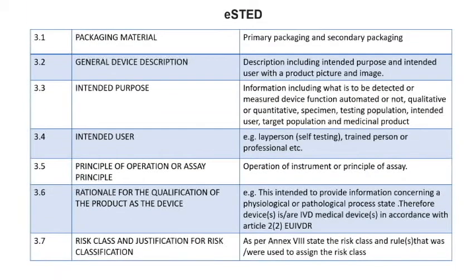Packaging material, primary packaging and secondary packaging need to be mentioned here. General device description, including intended purpose and intended user, with the product picture or image, goes here.